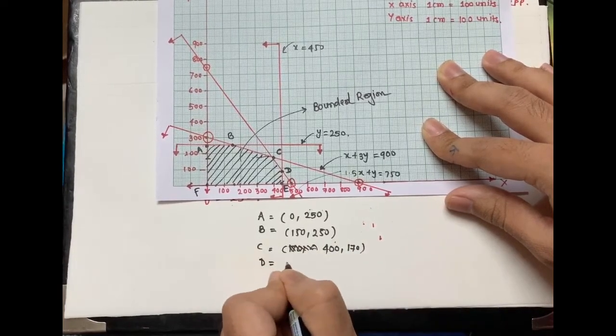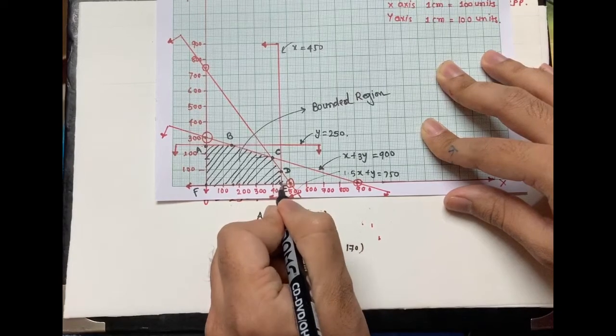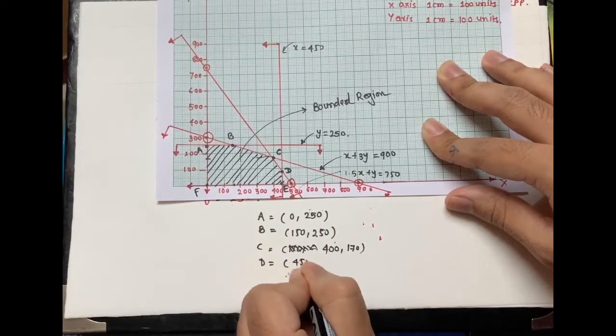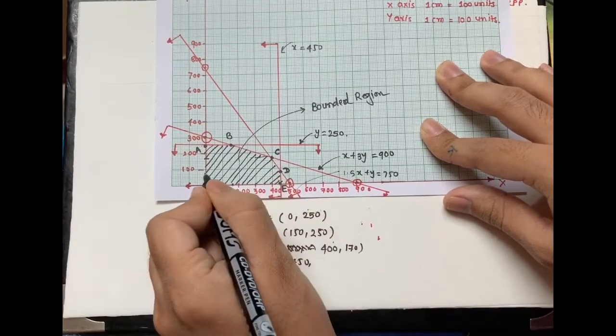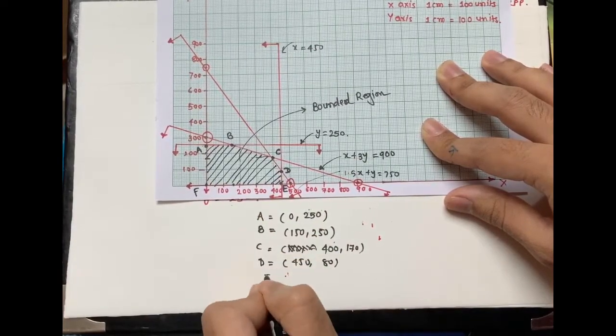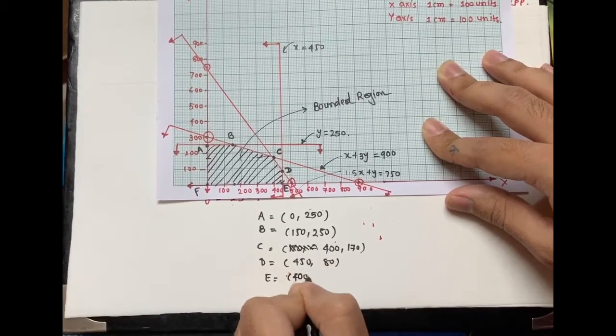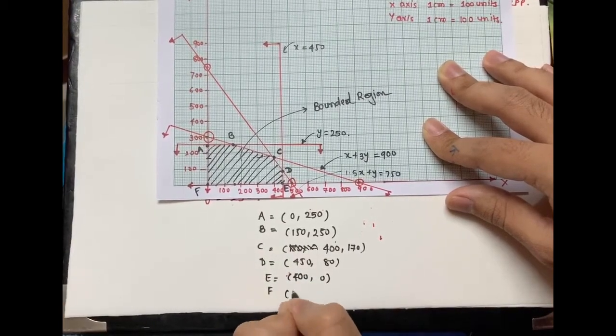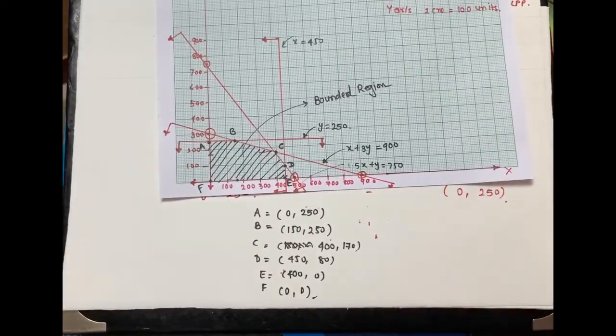The D gives the value as such, 450 here and 80 on the y axis. E gives me the value of 400 and 0, and F gives me a value of 0, 0. This many points I have got from the solution: A, B, C, D, E. So out of these 6, there is only one optimal solution. These all give me the feasible solutions as per the definition that I have discussed in the first lecture.